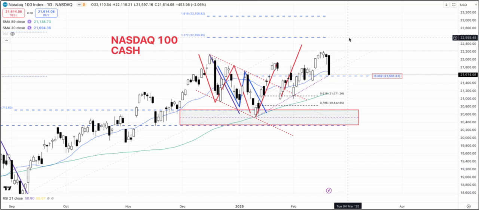We could basically see higher prices, could reach 22,560, maybe even 23,000. It all depends upon really key levels, especially this low of the 13th of January not being broken to the downside.